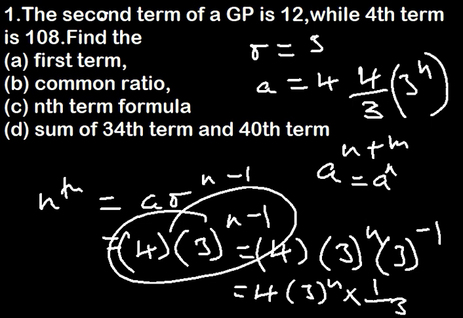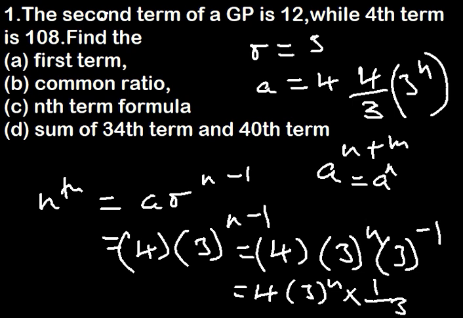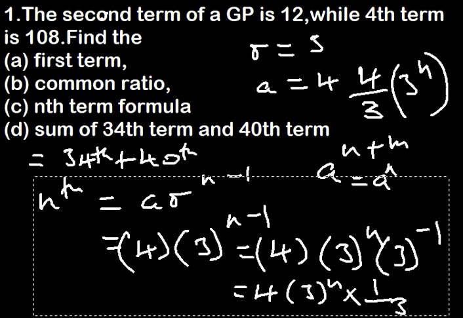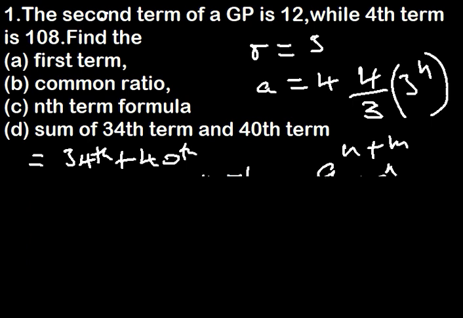Now that we have the nth term formula, we can have the sum of the 34th term as well as the 14th term. What we're looking for is to calculate the summation of the 34th term plus the 14th term. Using the nth term formula, what is the 34th term and what is the 14th term? You'll be able to have that out, as you already know how to get these values.